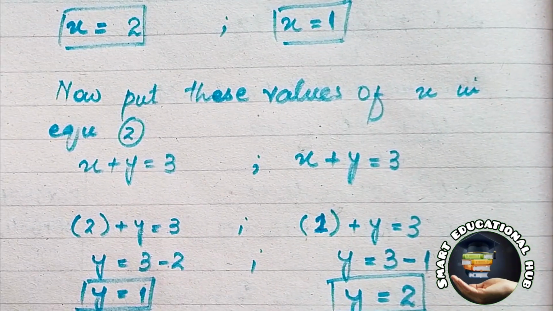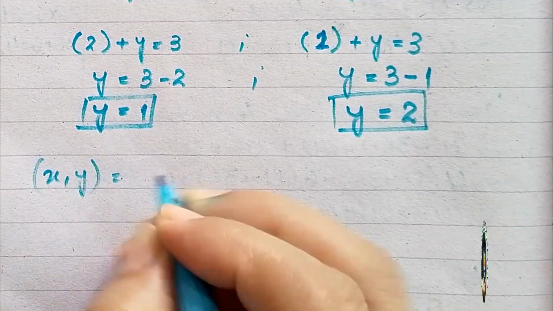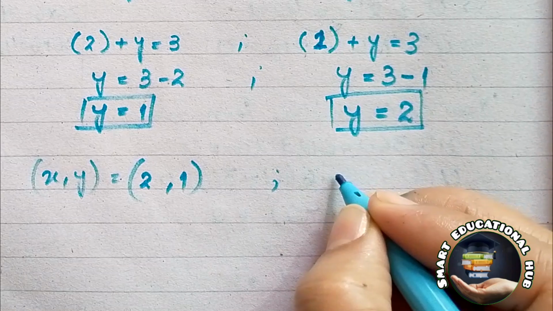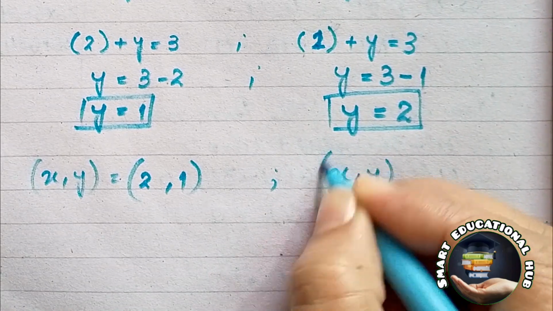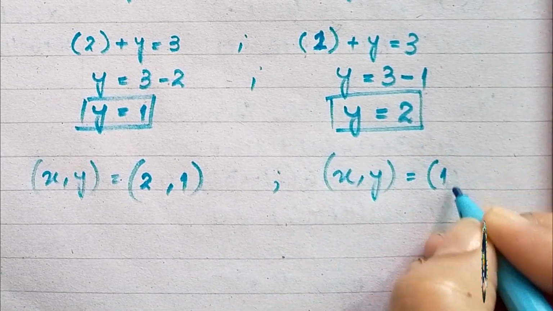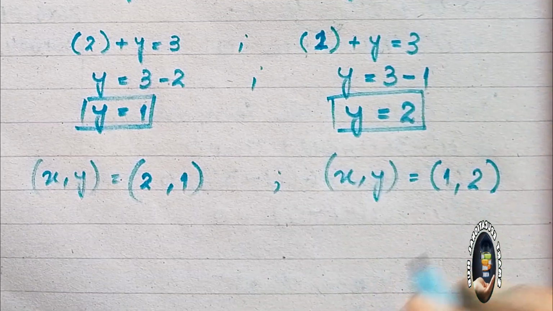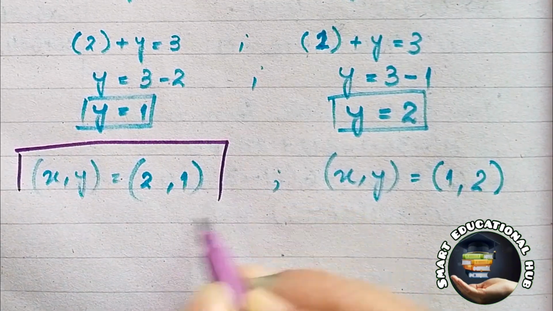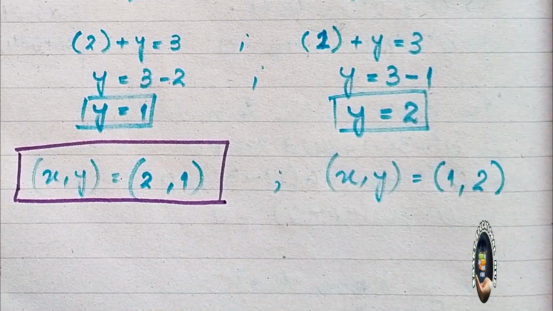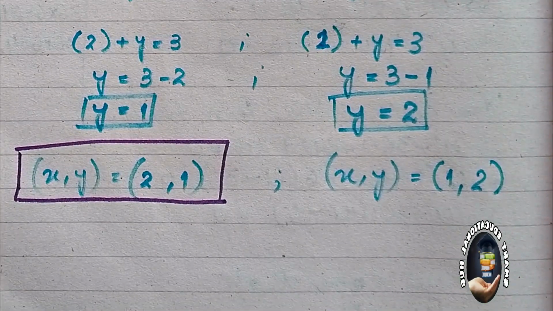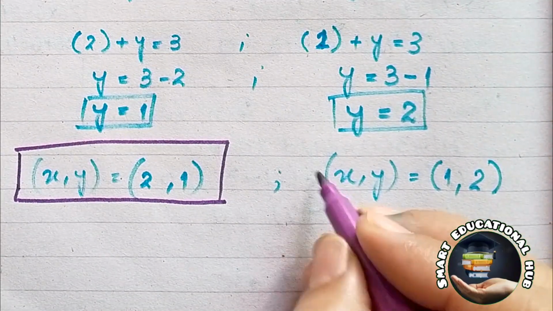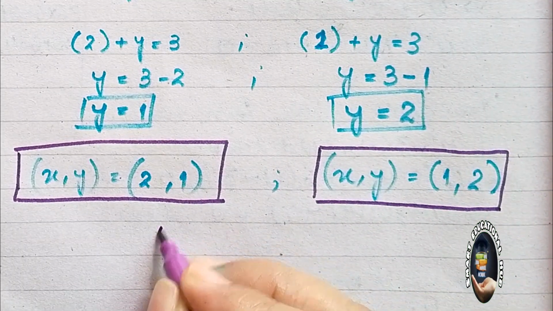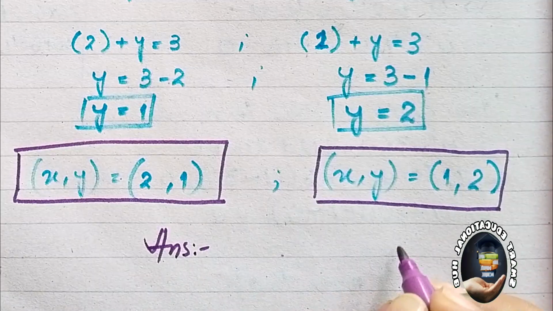The solutions for x and y in case number 1 are 2 and 1, and in case number 2 the solution is 1 and 2. So these are the solutions of the given question. And that's how we solve exponential equations using substitution and algebraic techniques.